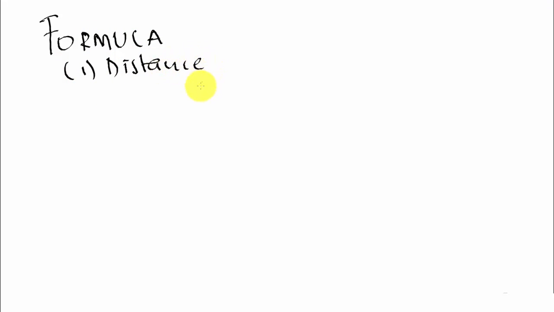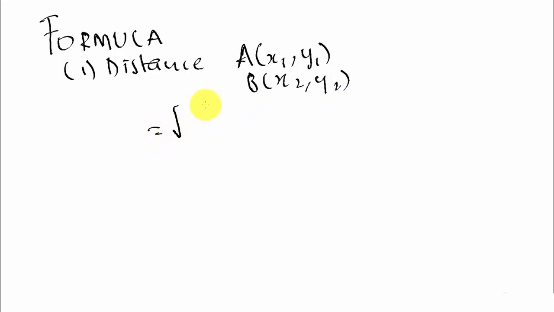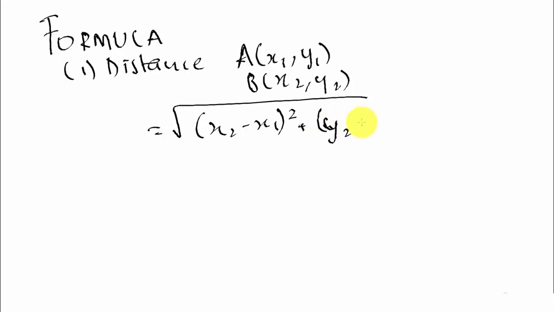The only formulas you're going to be using in this chapter are, first, your distance formula, that is the distance between 2 points. Let's say the distance between x1 y1 and x2 y2. Your distance between them is going to be equal to the square root of x2 minus x1 the whole square plus y2 minus y1 the whole square. This is your distance. Then comes the section formula.